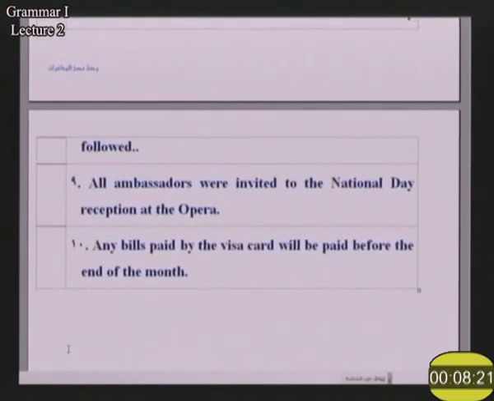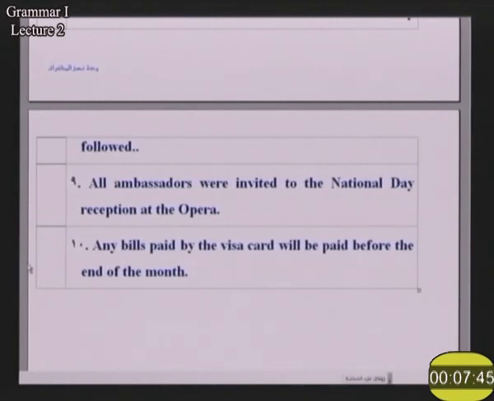All ambassadors were invited to the National Day reception at the opera. All ambassadors, جميع السفراء, that's the subject, were invited to the National Day reception بالحفلة في يوم العيد القومي at the opera. I do not have another past participle. That's the only one I have, so it is the verb, part of the verb. Were invited is the verb.